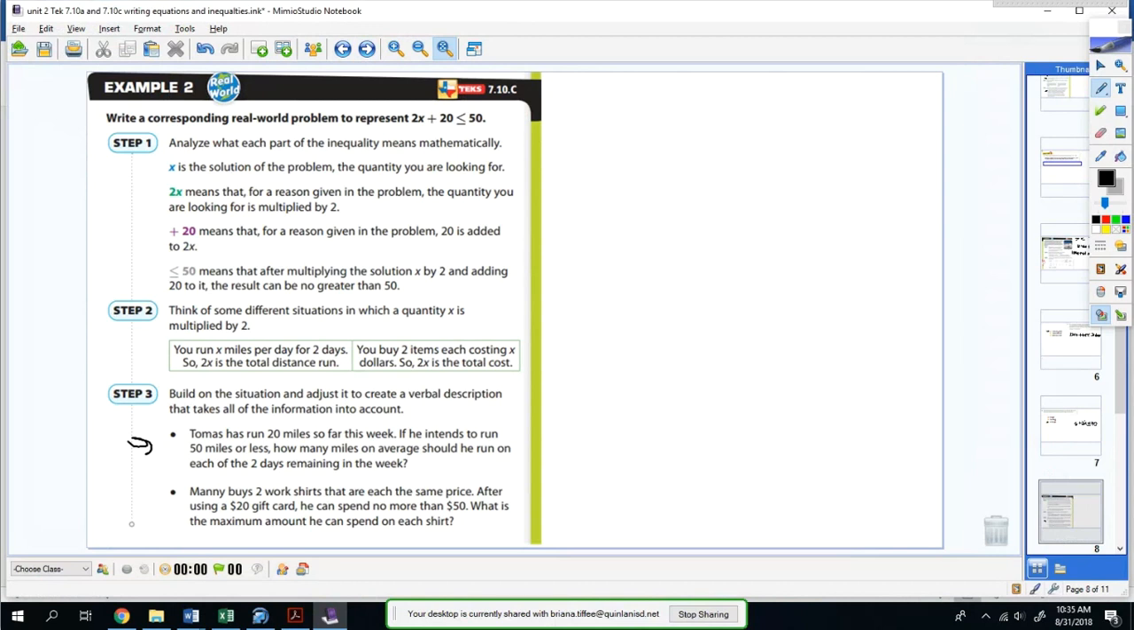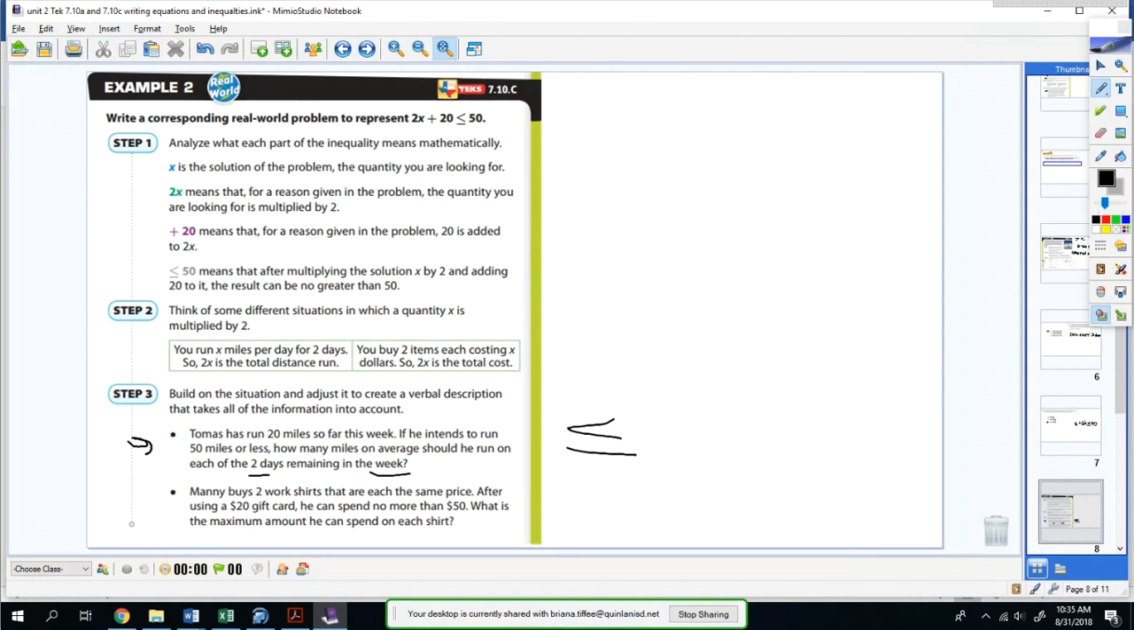Okay, that's your one time 20 miles. If he intends to run 50 miles or less, hence the sign less than or equal to, how many miles on average should he run on each of the 2 days remaining? And the 2 days remaining is your 2x.